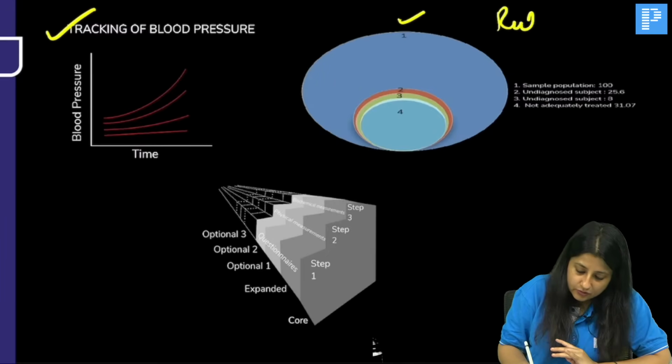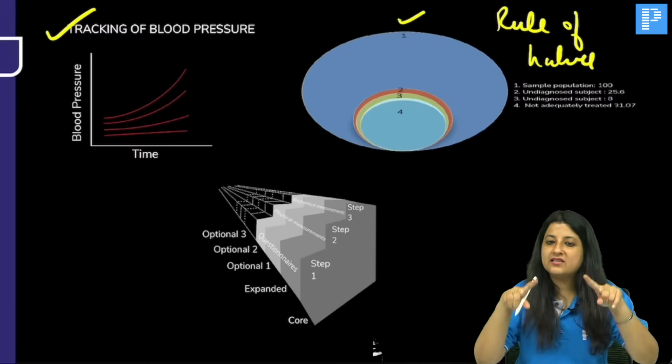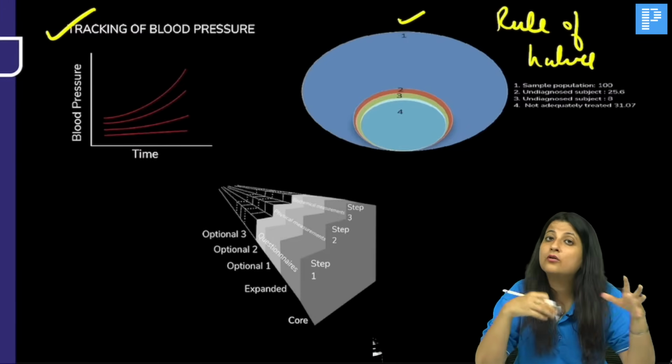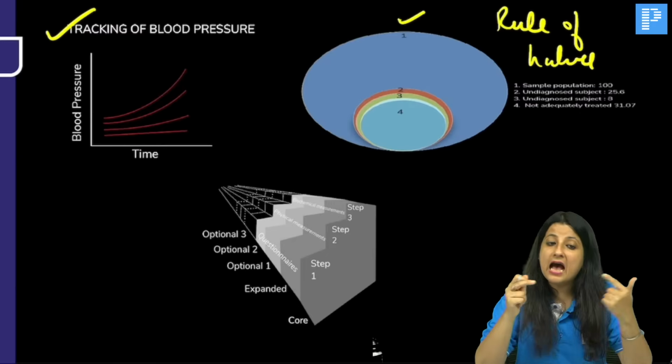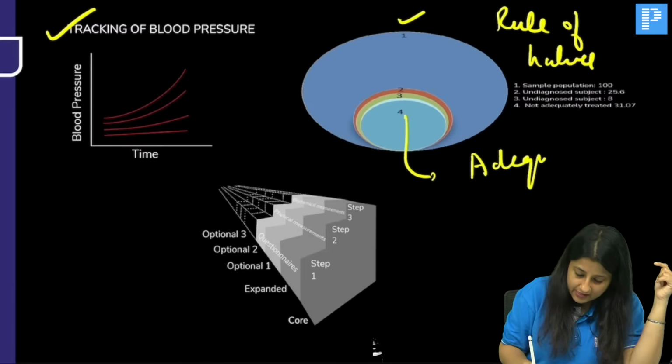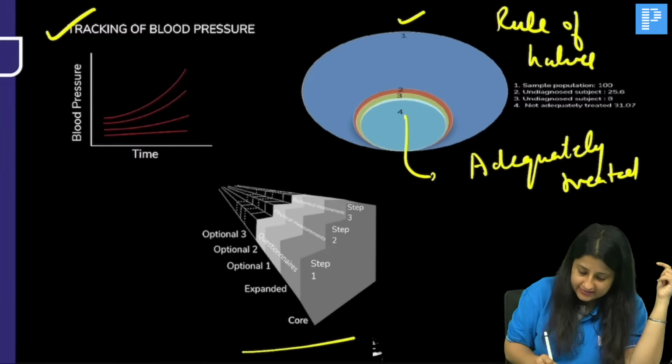This one is rule of halves. What is rule of halves? Out of all the hypertensives in a community, only 50% are aware that they are hypertensives. Out of that, only 50% are on treatment. Out of that, only 50% are adequately treated. ये central वाला portion है, adequately treated. ठीक है? And what is this one, guys?